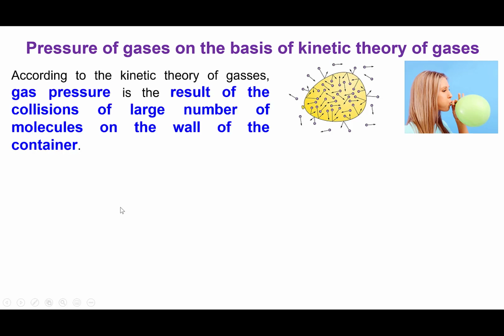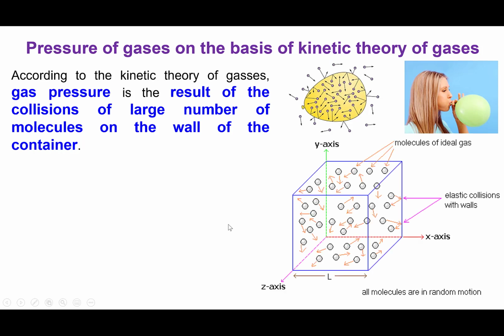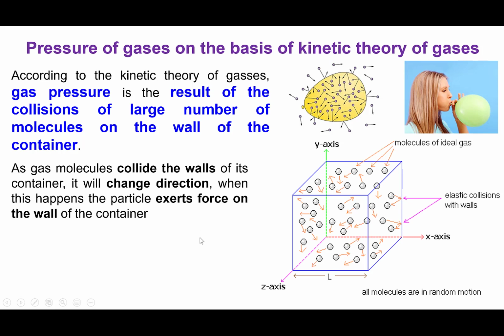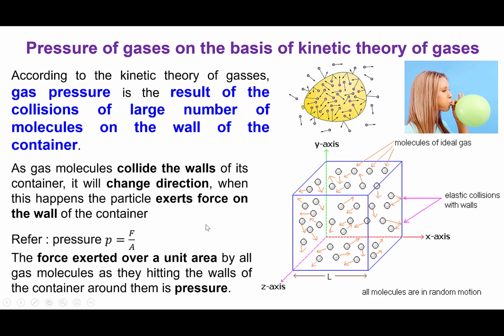According to the kinetic theory of gases, gas pressure is the result of the collision of a large number of molecules on the wall of the container. As gas molecules collide with the walls of the container, they change direction. When this happens, the particles exert force on the wall of the container. By referring to pressure P equals F over A, the force exerted over a unit area by all gas molecules as they hit the walls of the container around them is pressure.